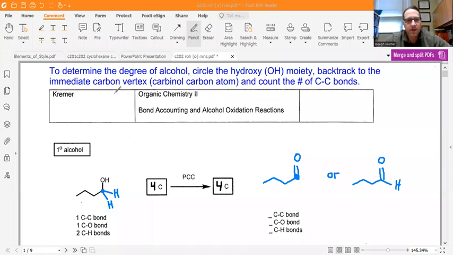So we've already seen substitution reactions, where a leaving group such as a halogen leaves and an incoming group such as a sulfhydryl group, SH, can take its place. We've seen elimination reactions, where a leaving group leaves and this time forms a brand new double bond. This will be our next type of reaction, oxidation reactions on alcohols.